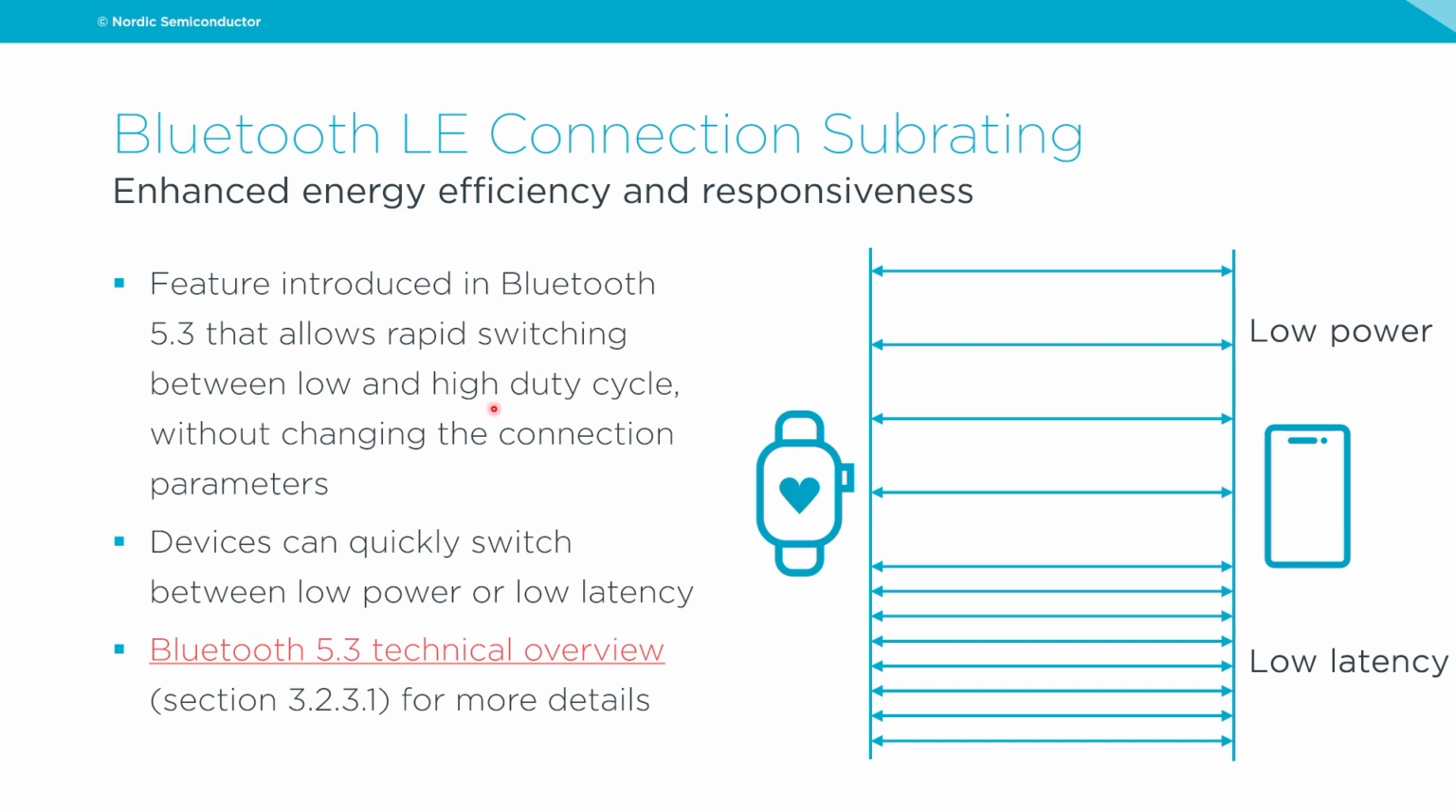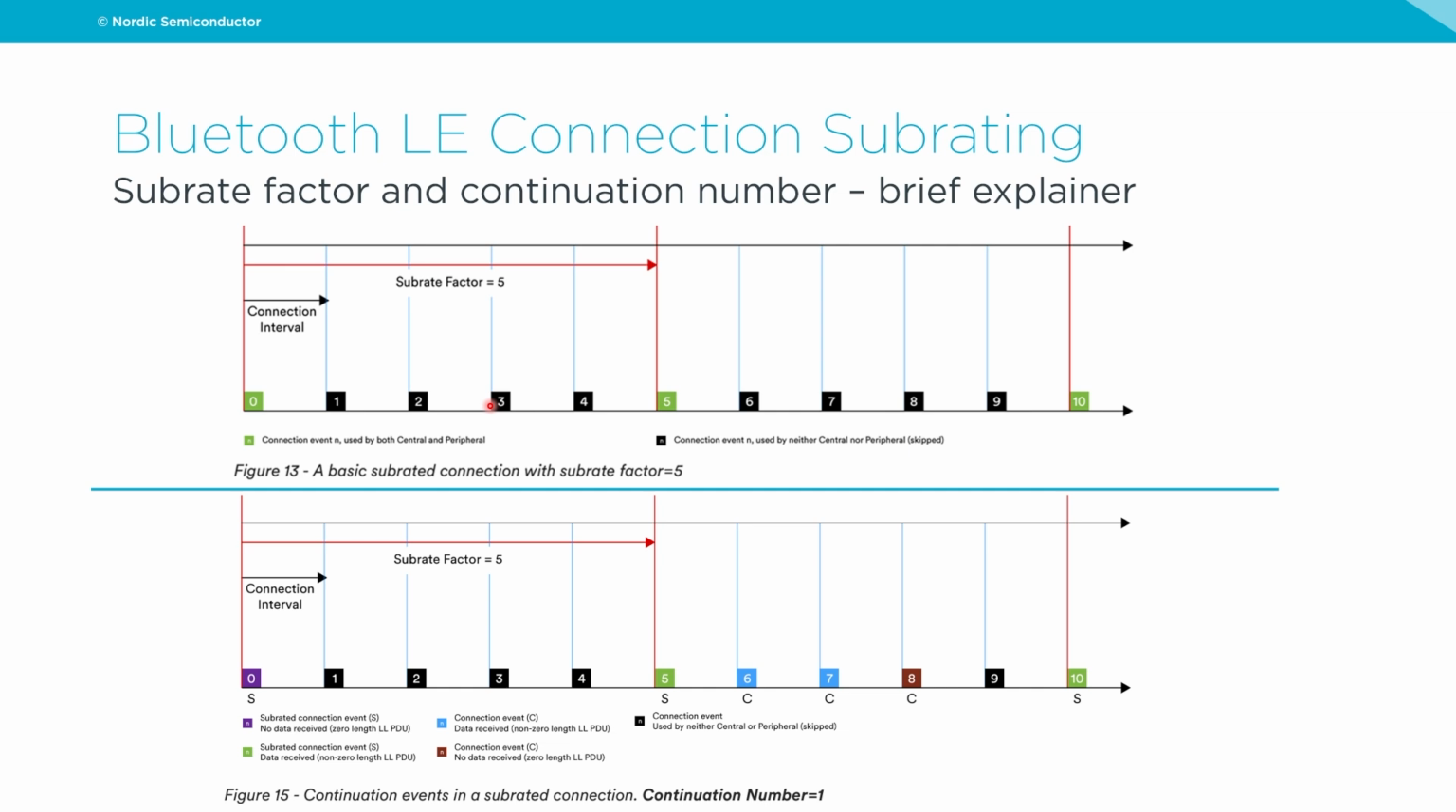But to save you some time, I can explain this briefly using some of the images from that technical overview. The way that subrating works is that it uses something called subrate factor and continuation number. So what is this subrate factor? The subrate factor basically indicates which connection events will actually be effective connection events used by both the central and the peripheral. So in this example here, let's say that the connection interval would be the one highlighted, and every one of these blue lines would be a connection interval, right?